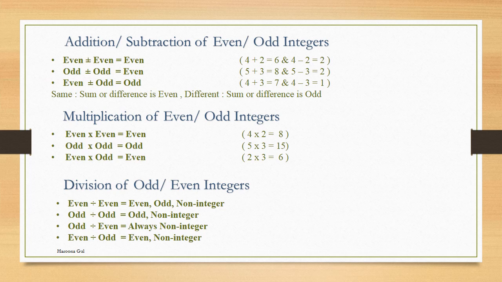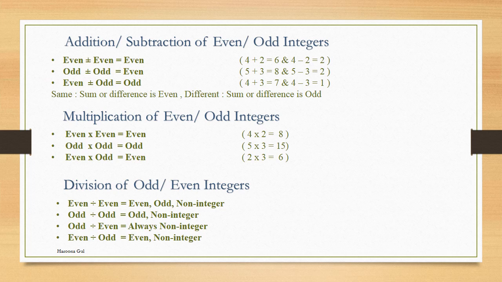If you play with more than two integers, then the respective property of an even or odd integer may change. For example, if 4 plus 2 is 6, and if we add or subtract 3 by 8, we are going to get an odd integer.